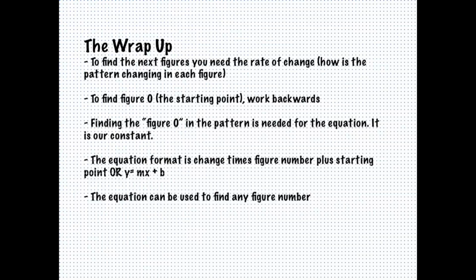All right, so let's wrap this up. To find the next figures, you need the rate of change. The rate of change is just how the pattern is changing for each figure. To find figure 0, the starting point, you have to work backwards. Take away what is being added each time. Finding figure 0 is needed to create that equation. Figure 0, our starting point, is usually our constant, or our b. The equation format is change times figure number plus starting point, or y equals mx plus b, which is known as the slope-intercept form. The equation can be used to find any figure number. That's how we work smarter, not harder.